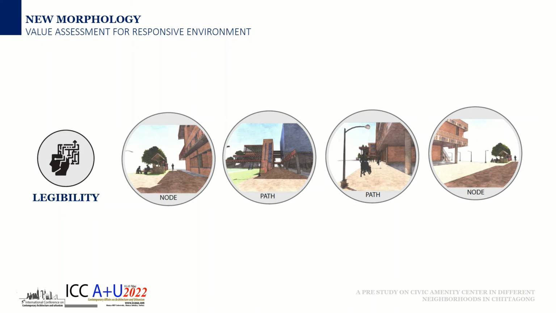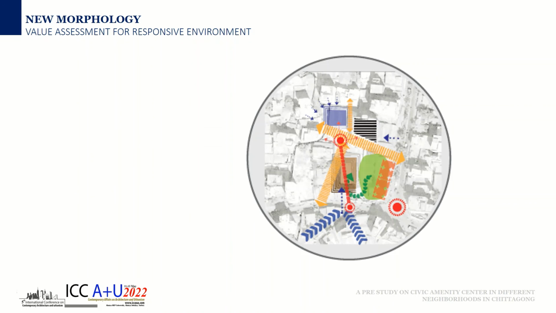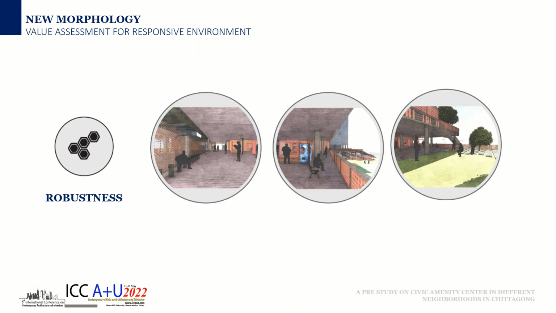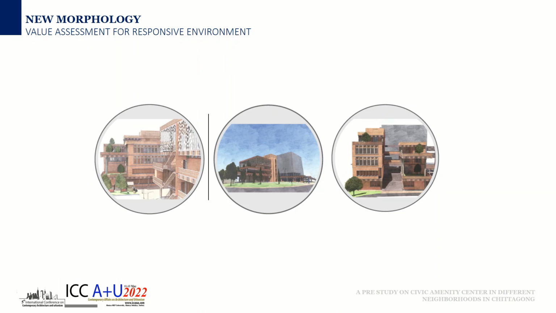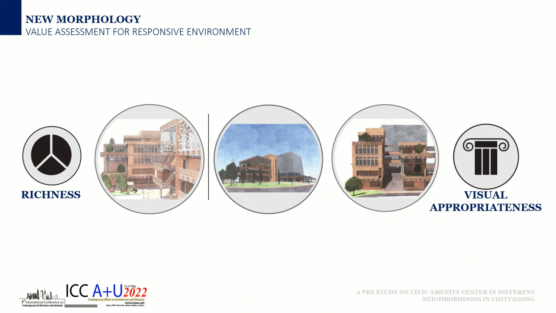In this part, for responsive design, we are assessing the values of responsive environment with projected image of a schematic design. Here you can see the legibility, which is showing node paths and other spaces. Next is permeability and variety, and then is robustness with different kinds of robust spaces. Next one is richness, and there is visual appropriateness.